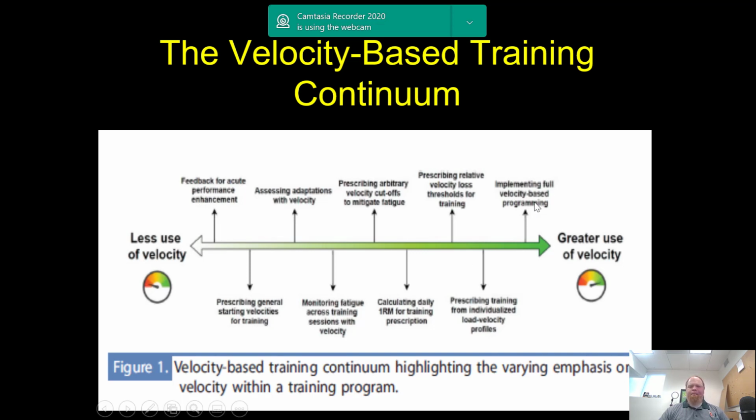And implementing full velocity-based programming, that's where you're doing this on most of the exercises, on all your big rock exercises. And I'm going to tell you a secret. Not even I do everything based off of velocity. I actually think that's stupid.